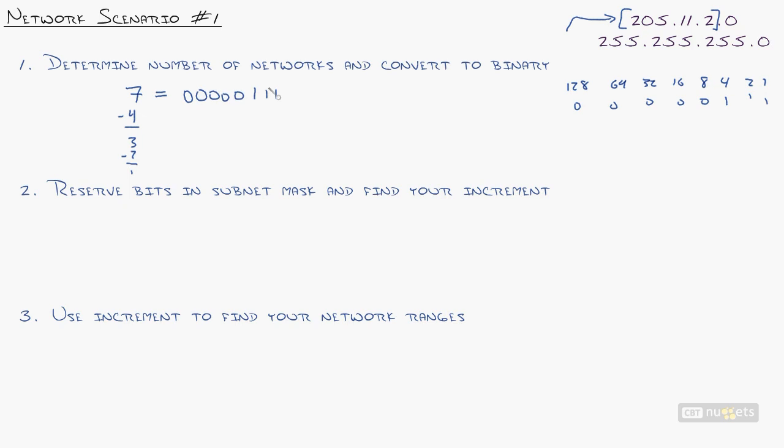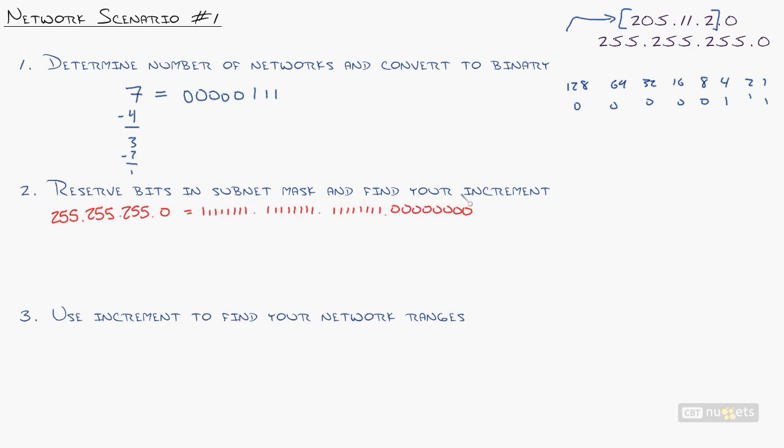Step 2 is to reserve the bits in the subnet mask and find the increment. So we'll take this piece by piece. First off, reserving the bits in the subnet mask requires us to write the subnet mask in all binary. Now, someday you'll be able to gloss past this, but for now, do this every single time to make sure that you catch it. It's very easy to do because 255 is what in binary? All ones, right? So it's 1, 2, 3, 4, 5, 6, 7, 8 dot 1, 2, 3, 4, 5, 6, 7, 8 dot 1, 2, 3, 4, 5, 6, 7, 8 dot, and then 0 is all zeros. 1, 2, 3, 4, 5, 6, 7, 8, right?